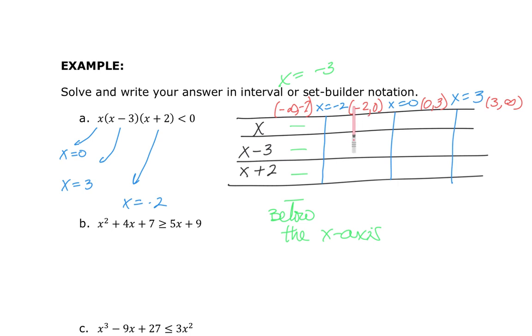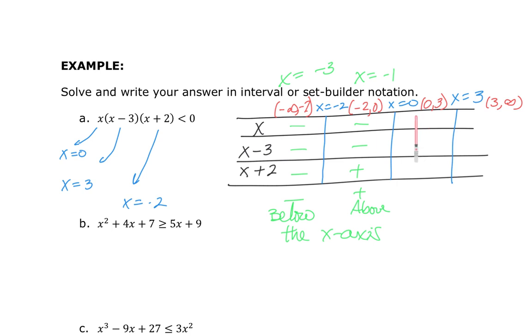I'm going to put in a number here between negative 2 and 0. Let's put in negative 1, so x is equal to negative 1. Put a negative here, it'll be negative. If I put a negative here, it'll be negative. And if I put a negative here, it'll be positive. I should say negative 1. If I put negative 1 in each one of these, I'm going to get a negative, a negative, and a positive. So I have a negative multiplied by a negative, which is positive, multiplied by a positive, which is positive, which means we are above the x-axis.